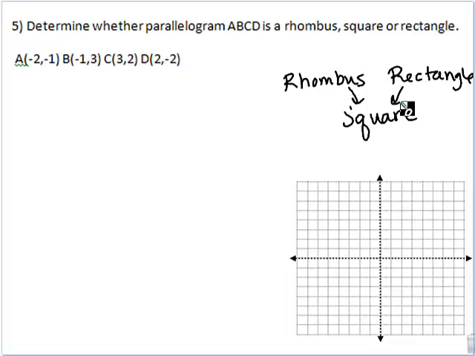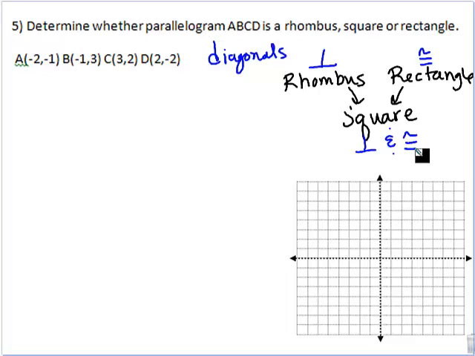So a rhombus, what did we learn about the diagonals of a rhombus? They're perpendicular, okay? So we learned that the diagonals for a rhombus are perpendicular. How about for a rectangle? How are the diagonals related? They're congruent, right. So for a rectangle, the diagonals are congruent. For a square, they'd have to be perpendicular and congruent.